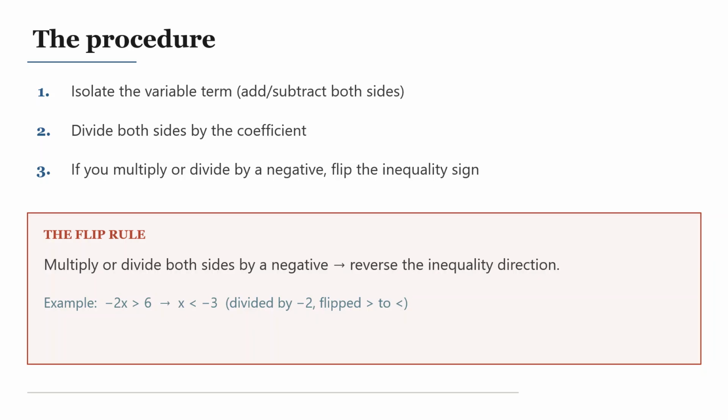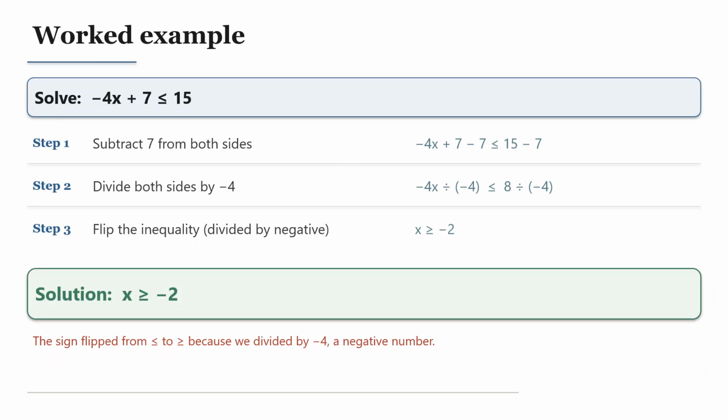So, negative 2x is greater than 6 becomes x less than negative 3, not x greater than negative 3. Same number, opposite direction. Adding or subtracting never triggers the flip. Multiplying or dividing by a positive never triggers the flip. Only multiplying or dividing by a negative. Let us walk through a complete example step by step. The problem is, solve negative 4x plus 7 is less than or equal to 15.